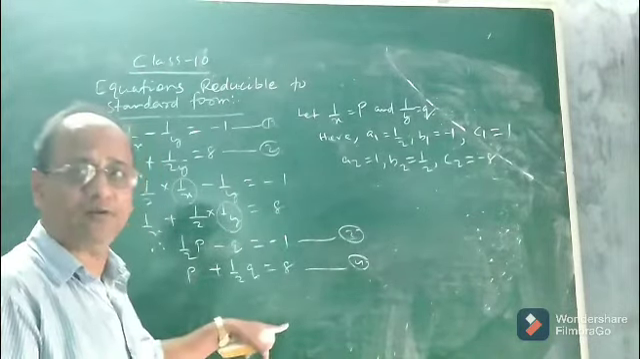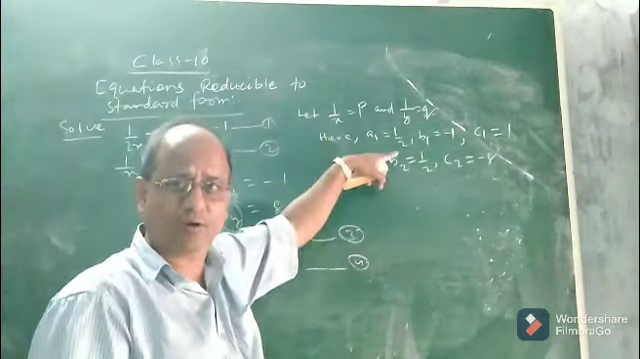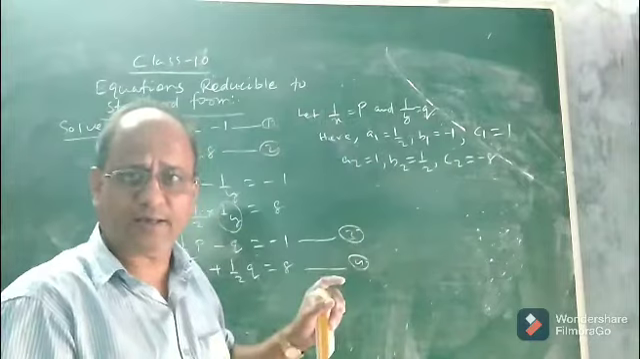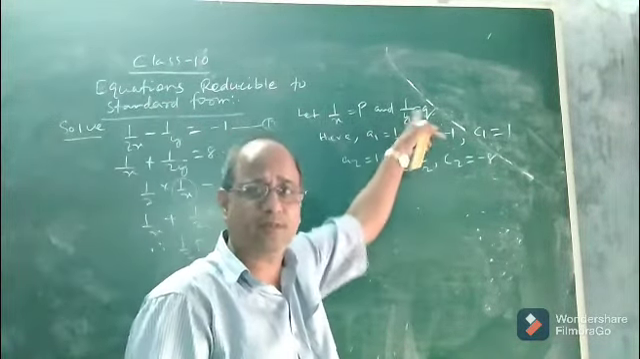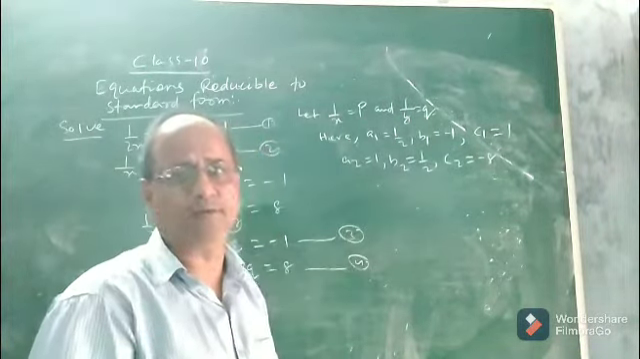Then after getting the values of p and q, you see p equal to 1 by x. So whatever will be the value of p, that will be equal to 1 by x, and you can easily compute what is x. Similarly, what will be the value of q? That will be equal to 1 by y because q equal to 1 by y you have assumed. So again you can easily compute what will be the value of y.